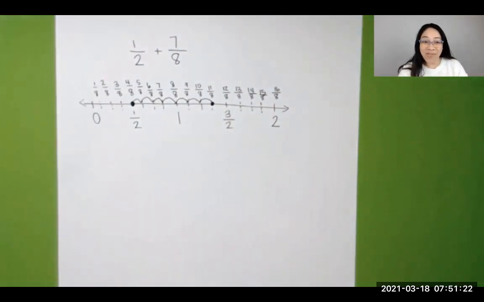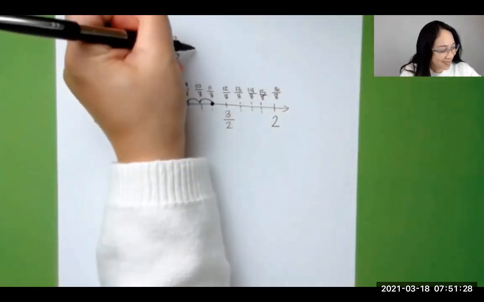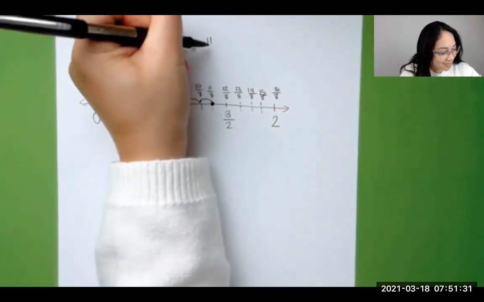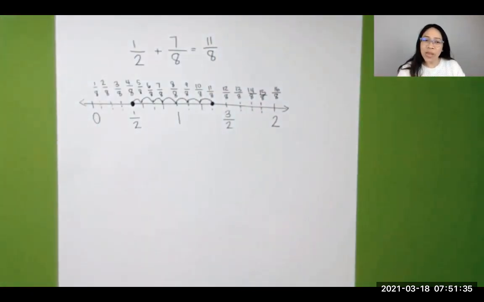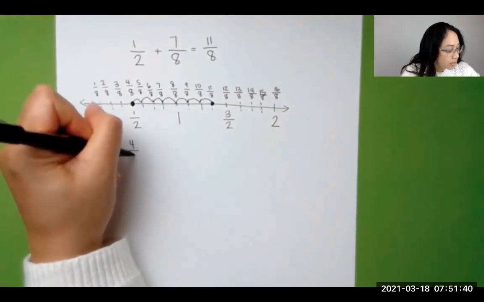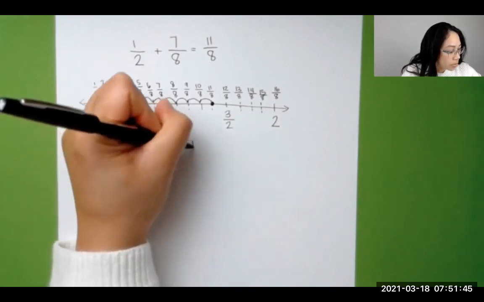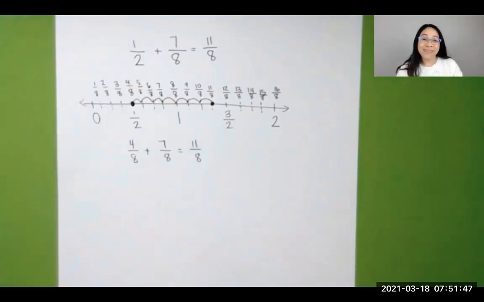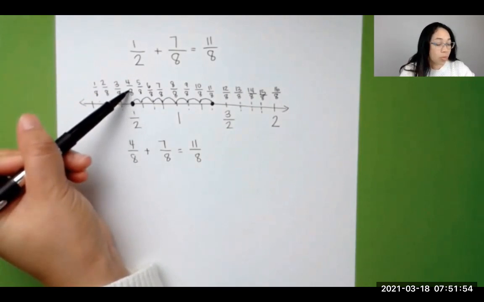What is 1/2 plus 7/8? 11/8. Another way that we can rewrite this is 4/8 plus 7/8 equals 11/8. We can see this on our number line that 1/2 is equal to 4/8.